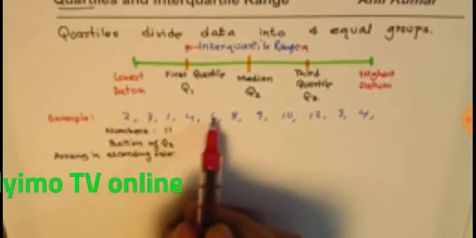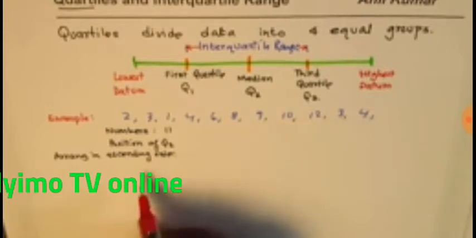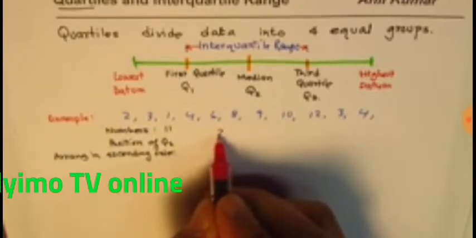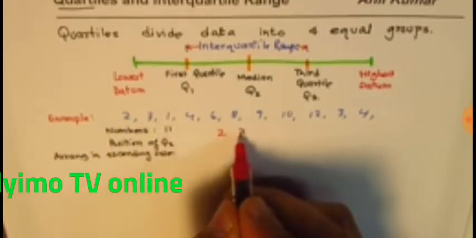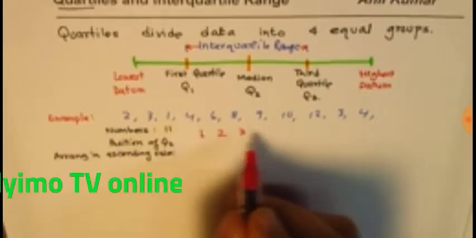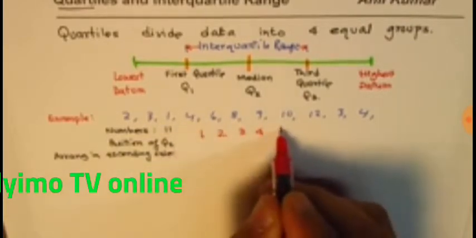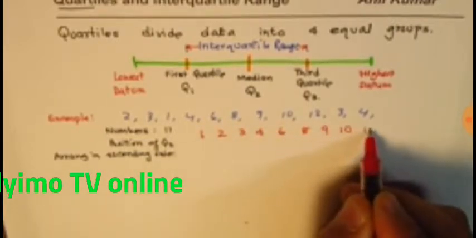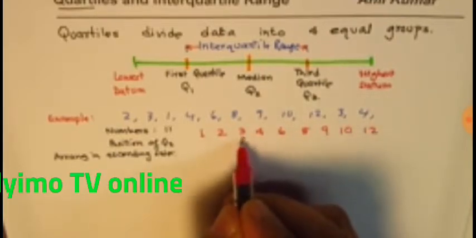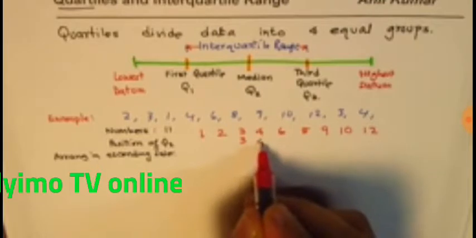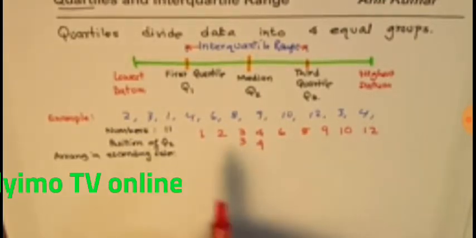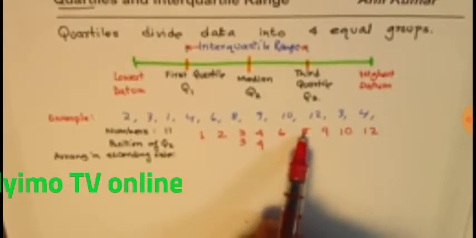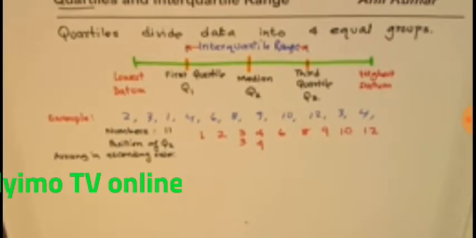We have 11 numbers. We can begin with any number to start with. 2, let's write 2 here. 3 comes after 2, 1 comes before 2. 4 comes after, 6 comes after, 8 comes after 6, then 9 and 10 and 12, and then 3 comes here. Let's put 3 here, and then we have 4. Let's put 4 here. So we have arranged all the numbers in increasing order. Let's count: 1 through 11. So we have all 11 numbers in ascending order.